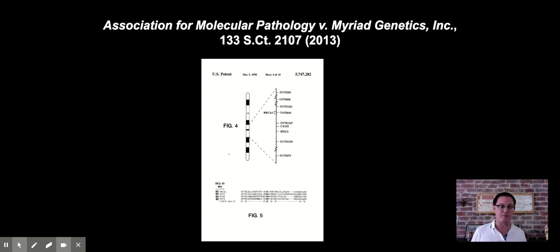Supreme Court said, well, if it's on the DNA strand and you just identified and extracted it, then it already existed in nature. It was already in the DNA. You didn't create it, right? You just identified its presence. That's not patentable subject matter, right? You've just identified something that already exists in nature.